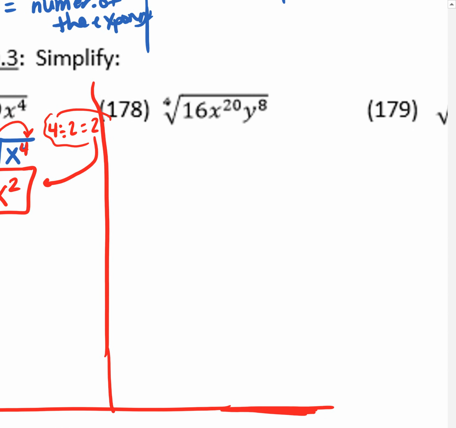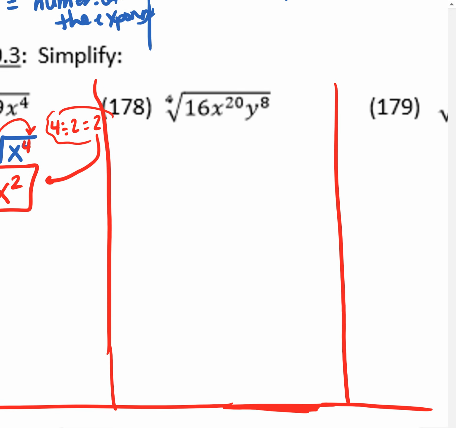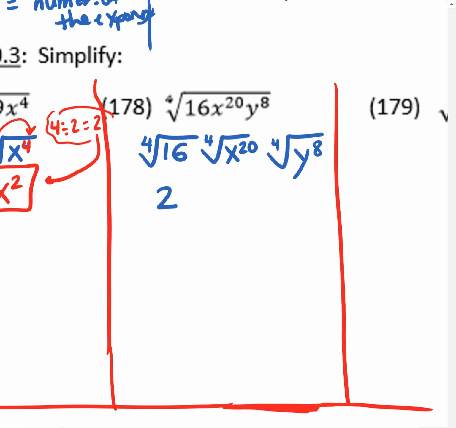All right, let's try 178. We're going to go with a similar approach. Anything that's being multiplied inside the root, I'm going to split it up and give it its own root. So the 16, for example, can have its own fourth root. The x to the 20th can have its own fourth root. And then the y to the 8th can have its own. So the fourth root of 16 is 2, because that's asking what times itself 4 times is 16. Well, 2 times 2 times 2 times 2 is 16.